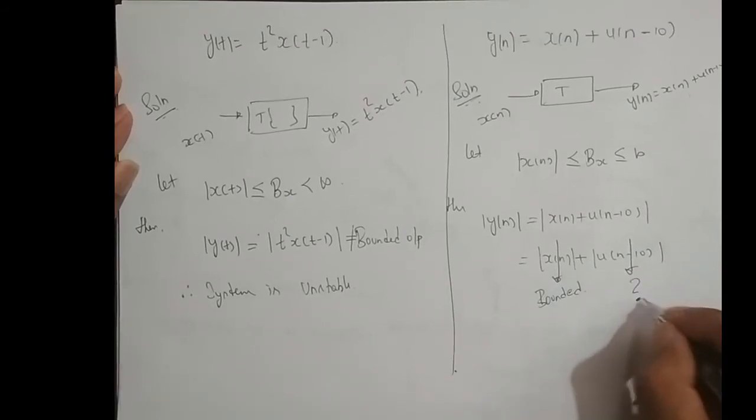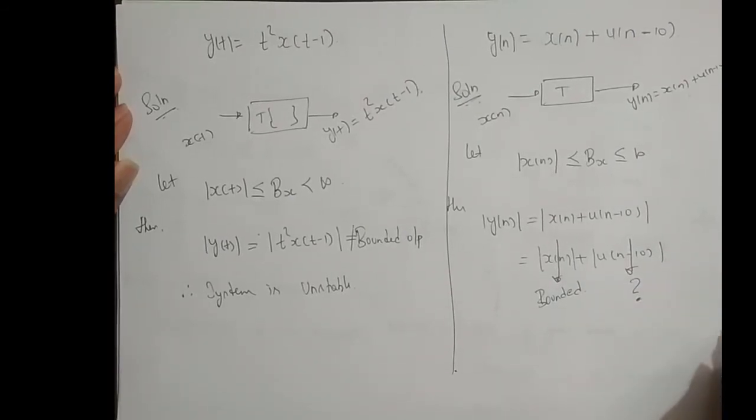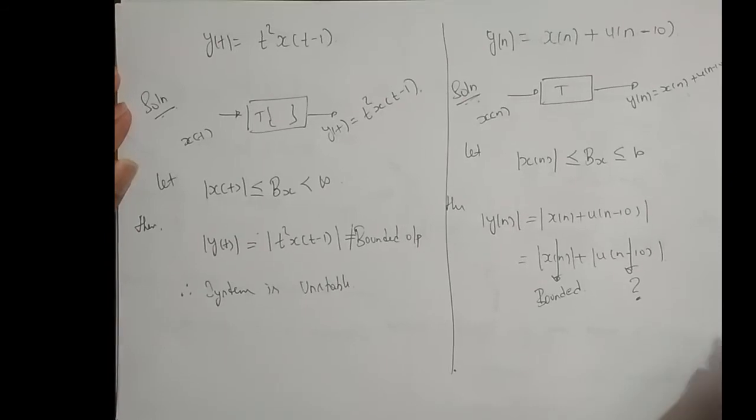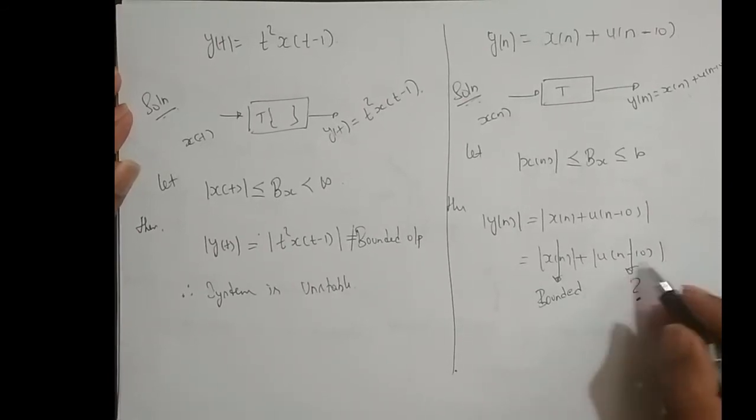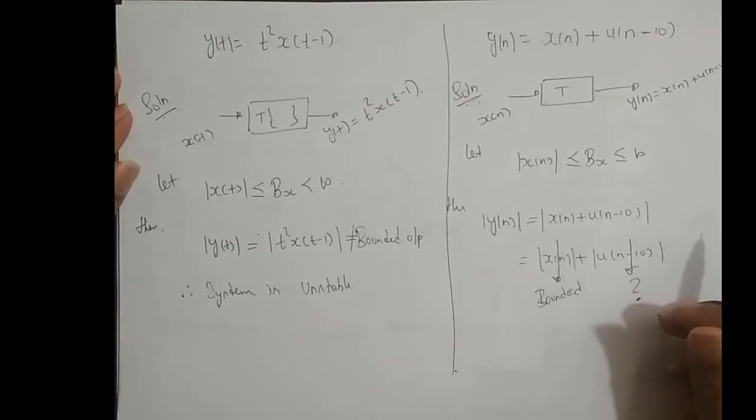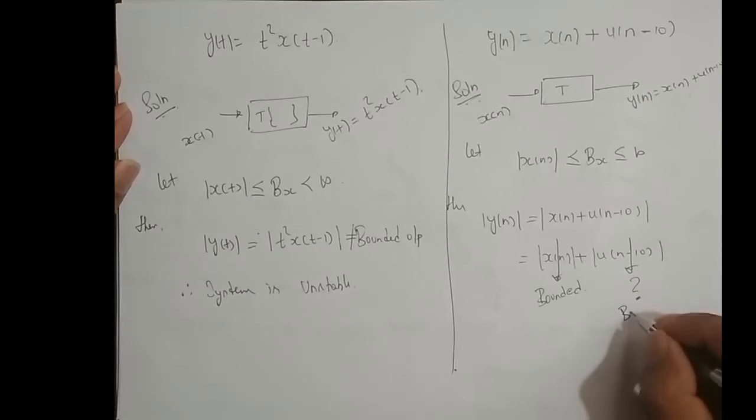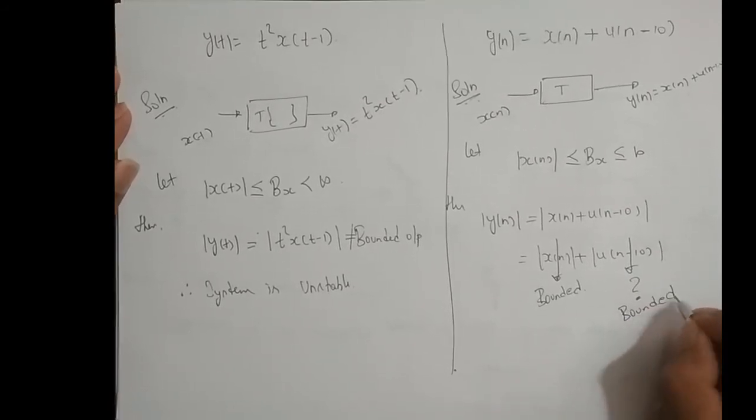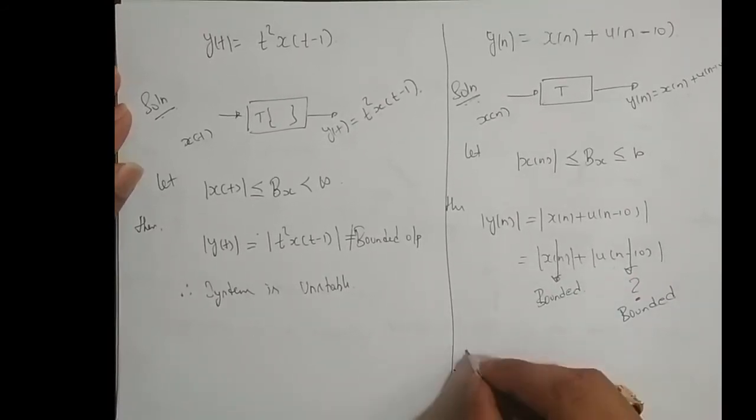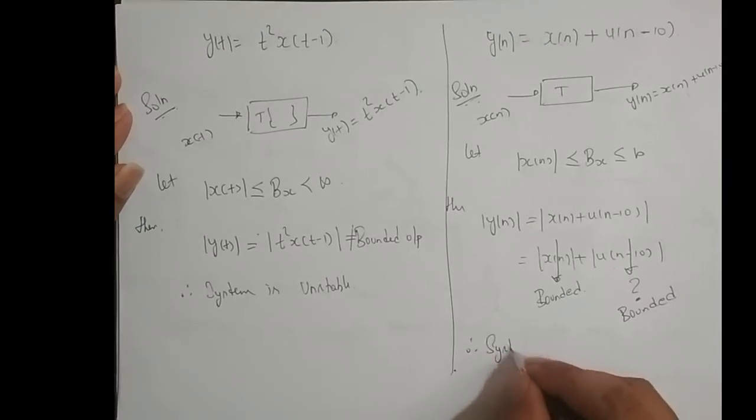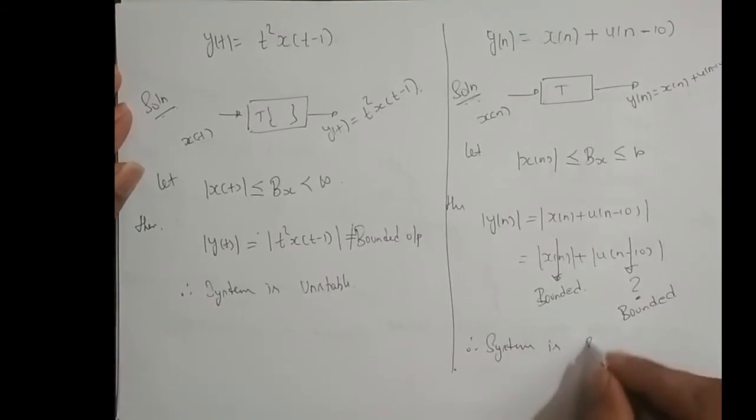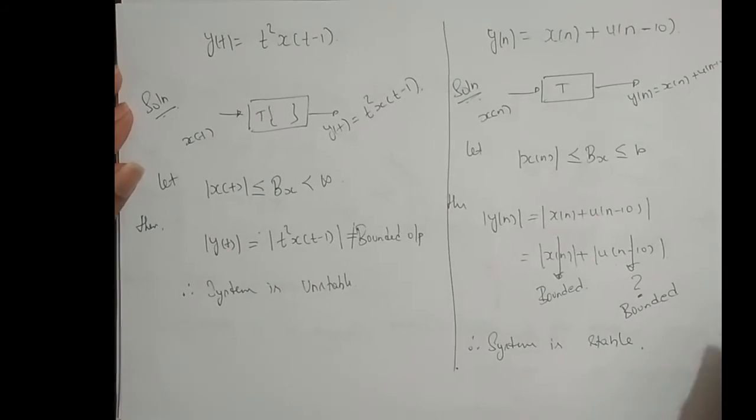And is this bounded? u of n minus 10, is this bounded? What is the amplitude of this? It's a unit step function, right? And what is the amplitude? It is actually 1, right? This is also bounded. So both are bounded, therefore output is bounded. So therefore system is stable.